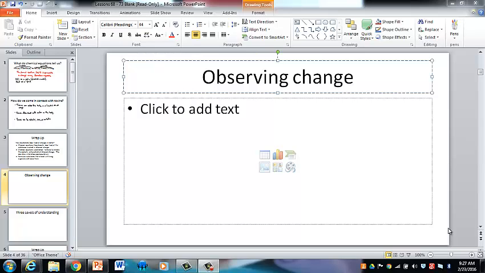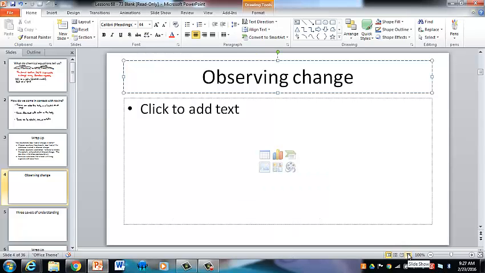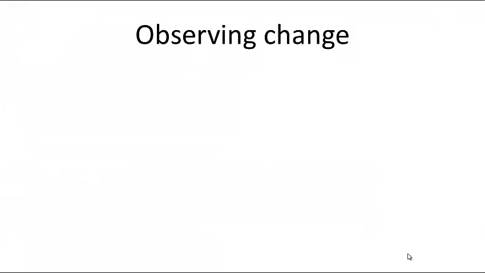Okay, so last lecture we learned about chemical equations and how they can be used to track changes in matter. What we're going to learn in this lesson is about observing those changes in matter.